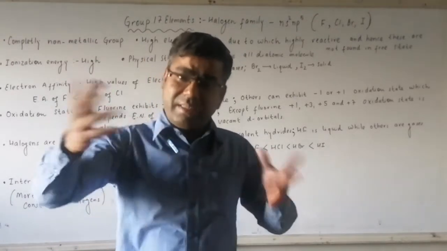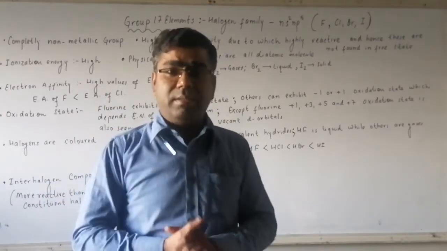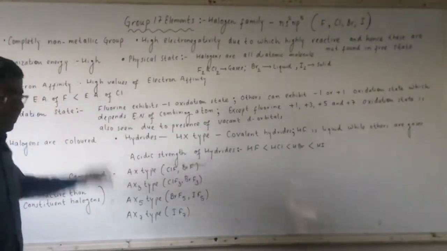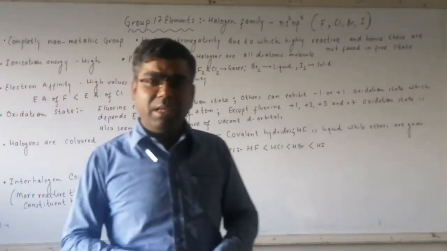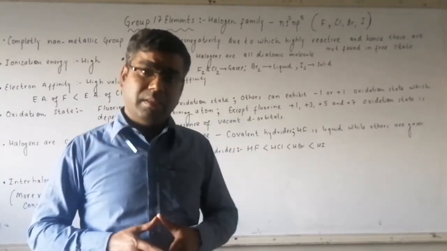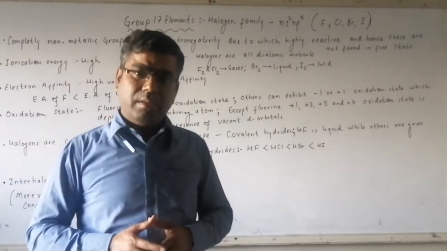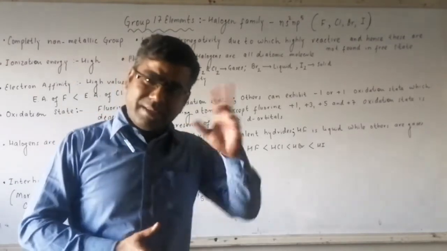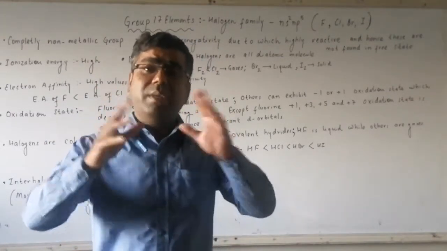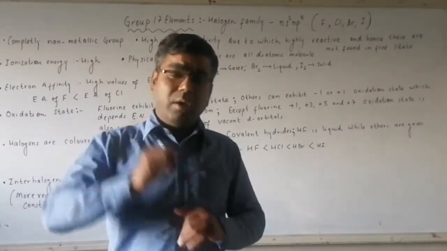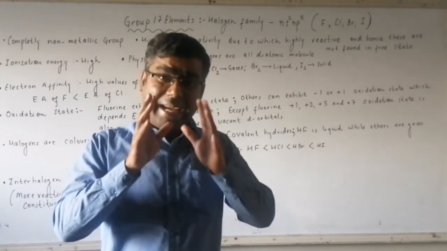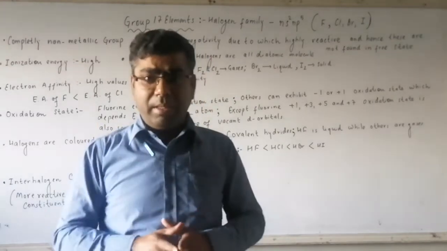So force of attraction is there between incoming electron and the nucleus. So energy is released. In other terms, electron affinity can be called negative electron gain enthalpy. Electron gain enthalpy means energy released when electron is added. Why is it negative? Because energy is released. The process is exothermic in nature. Addition of electron in halogen is exothermic in nature. That's why the term negative is used before electron gain enthalpy.